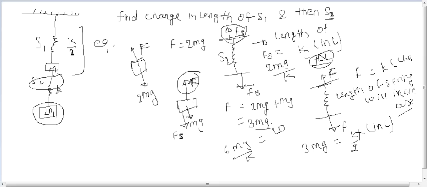But you should note here that the length of this will increase very high, and the length of this spring will increase slightly smaller. These things are very important to analyze. Such type of analysis is important.